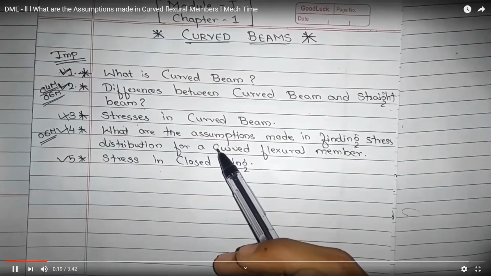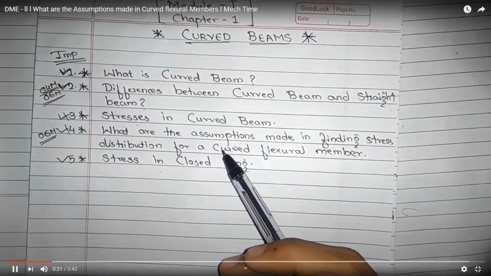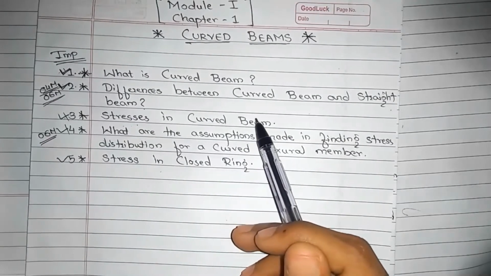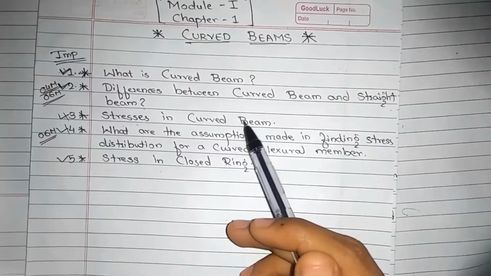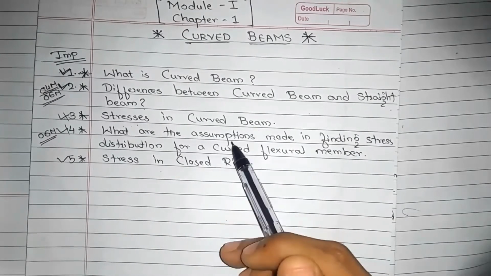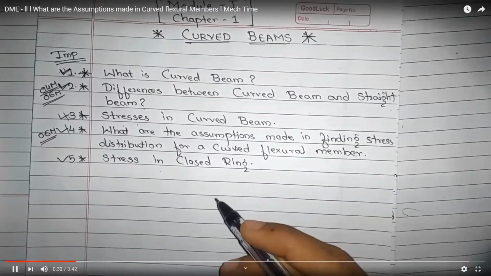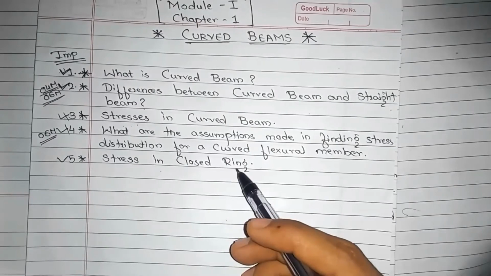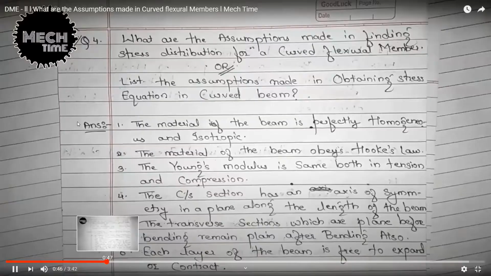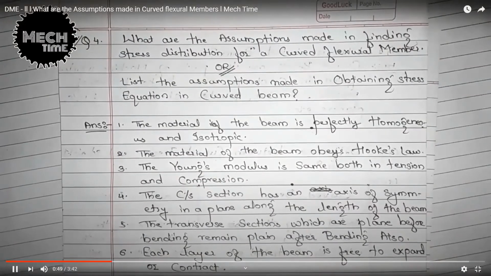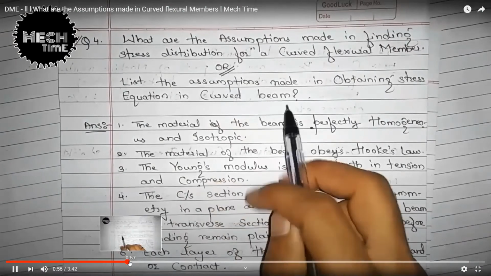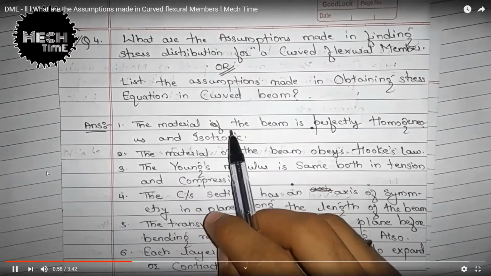What are the assumptions made in finding stress distribution for a curved flexural member? As stresses in curved beam is a derivation, before knowing this, we need to know the assumptions made in finding the stress distribution for a curved flexural member. So without wasting time, let's go. Or they can ask in this way: list the assumptions made in obtaining the stress equation in a curved beam.